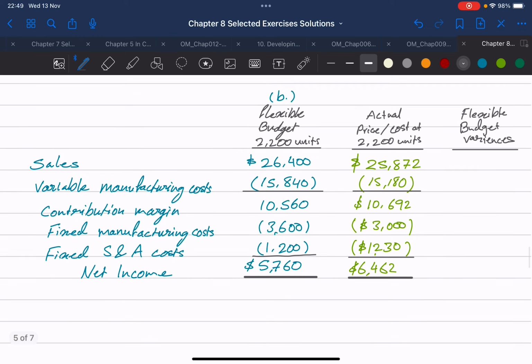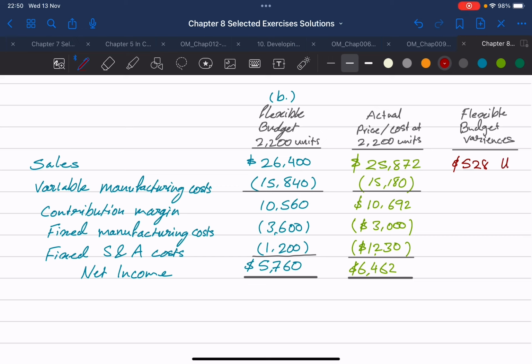So that's part A. For part B, we're going to calculate the variances. So let's see what we have here. For the sales variance, 26,400 minus 25,872. That's a variance of, let's use a different color, $528. The actual sales is lower than the budget, so that's unfavorable. So we'll also write the letter U.